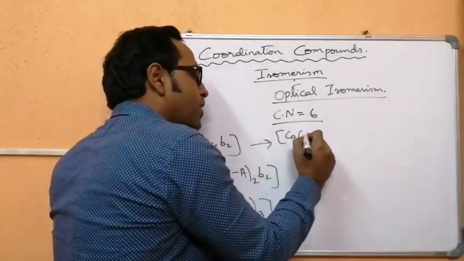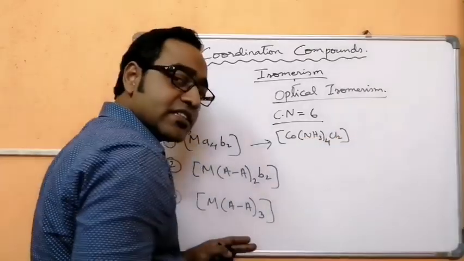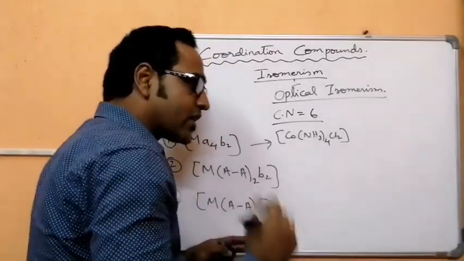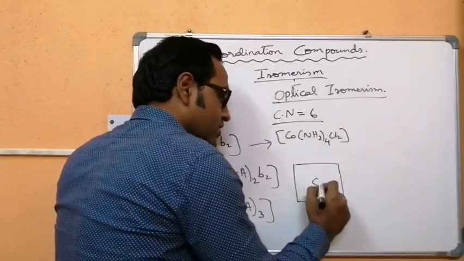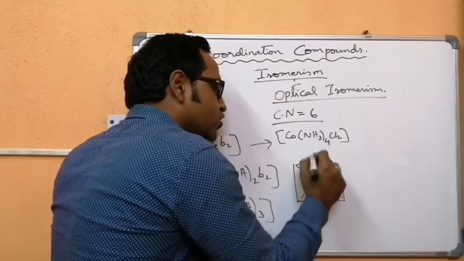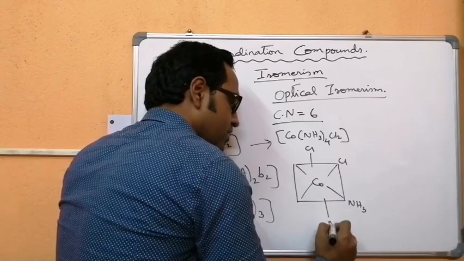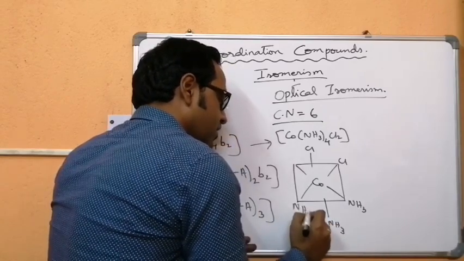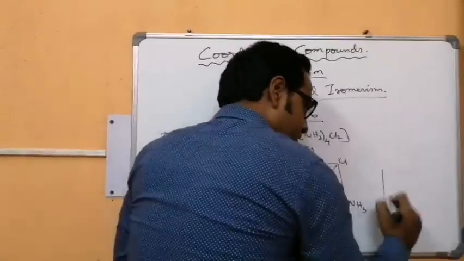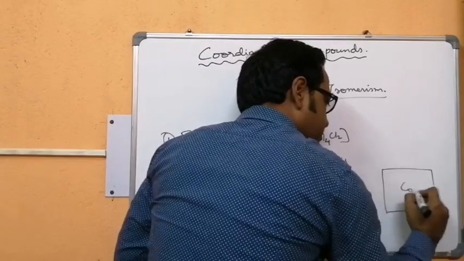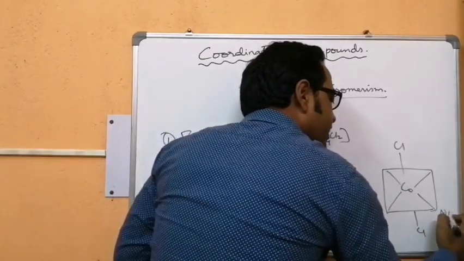MA4B2, the compound Co(NH3)4Cl2, and this compound can exist in two geometrical isomer, that is cis and trans. So let us draw the cis isomer first. Chlorine, chlorine, NH3, NH3, NH3, NH3. Now this one is the cis isomer, and the trans isomer is this. Keeping the two chlorine above and below, you will get the trans isomer.